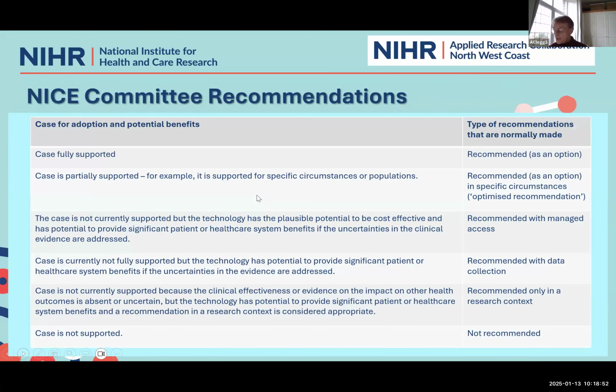These are the sorts of recommendations that NICE make. So they give themselves quite a lot of latitude around their decision making, because there's a lot of things to be taken into consideration, as I've already mentioned, and the political situation that each technology may be surrounded by.